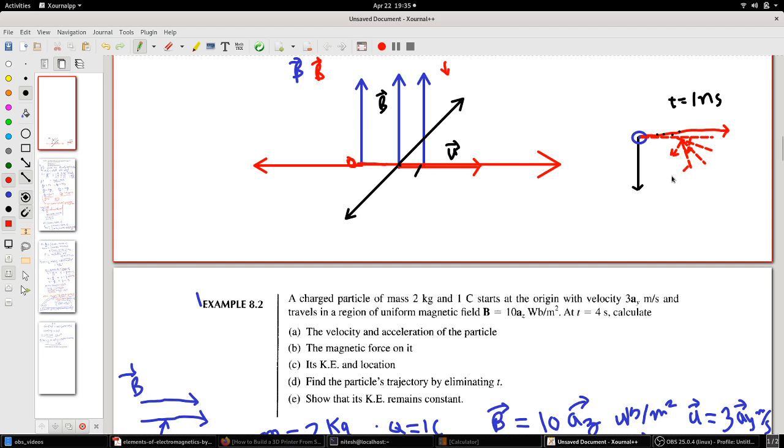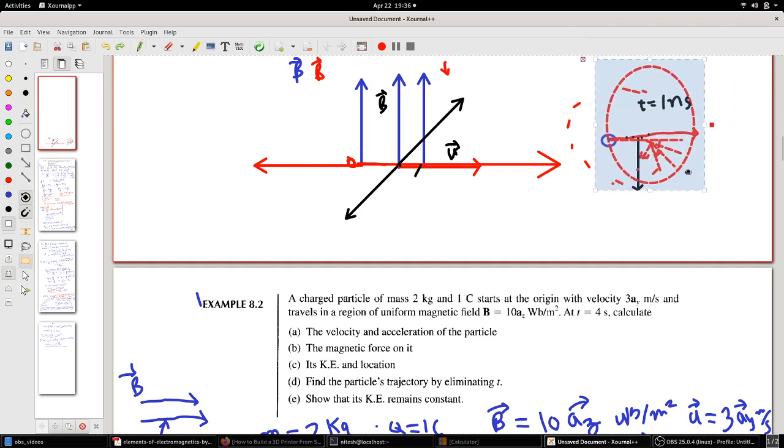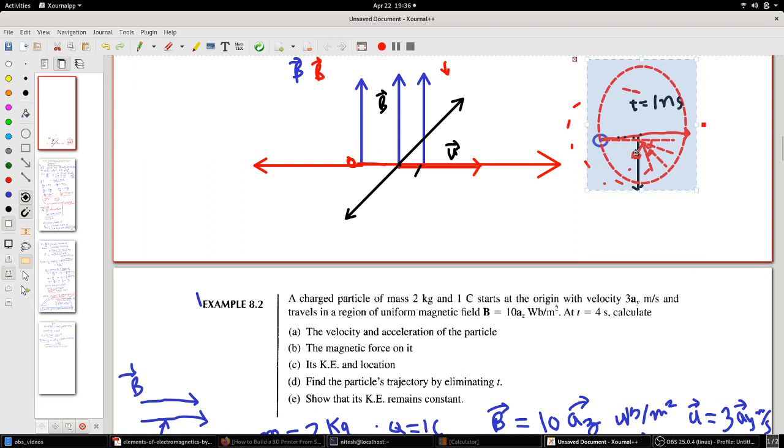Then again it experienced a force, and the path changed to something like this. So what exactly is happening is it starts moving in a circular motion with the z-axis as its axis of rotation. So it's moving in circles now. It's moving in something like this, circular motion. That is the phenomenon that we see.